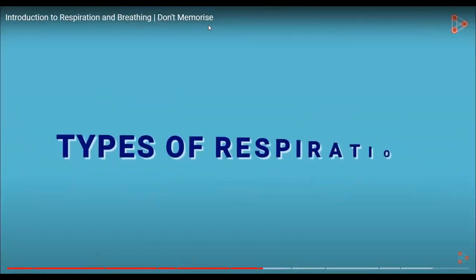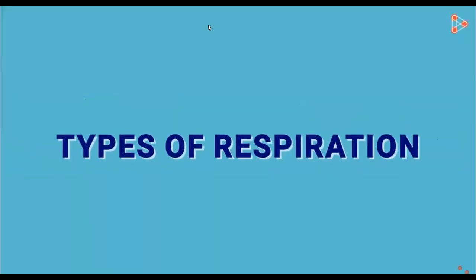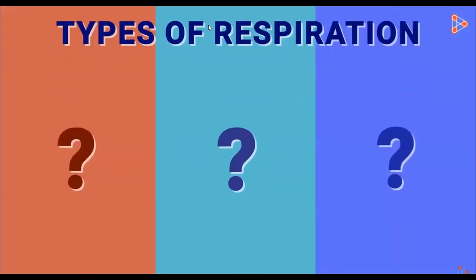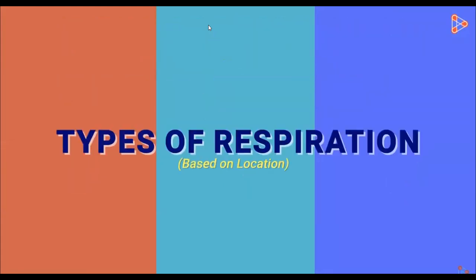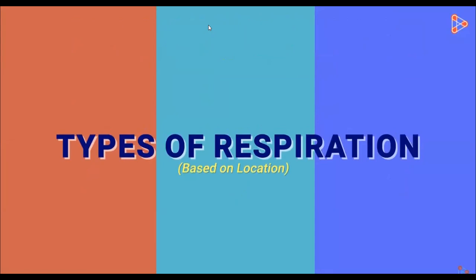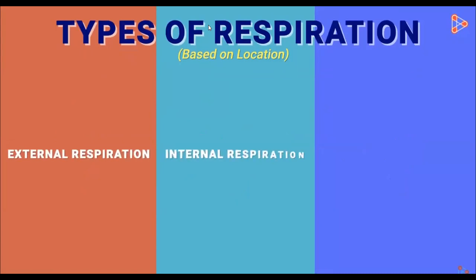Now, the next important thing we need to understand is the types of respiration. Hold on, isn't it a simple process? How can there be types in this then? Well, respiration is classified in types based on the location where it occurs. There are three types of respiration to be precise: external, internal, and cellular respiration.